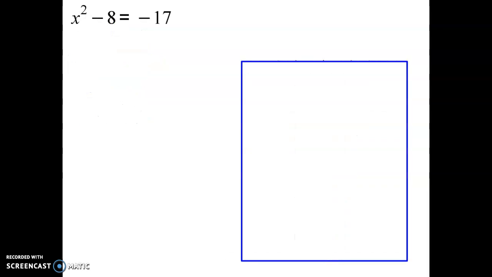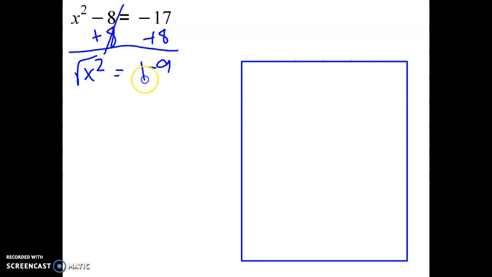All right, let's try this one. It's written a little bit differently, but the process is the same. Trying to isolate that x squared. So I'm going to add 8 to both sides, get my squared term by itself. Negative 17 plus 8, negative 9. Square root of both sides. This time I remembered to give myself enough space to put that plus and minus in there.